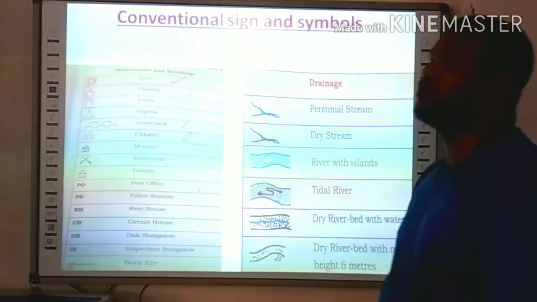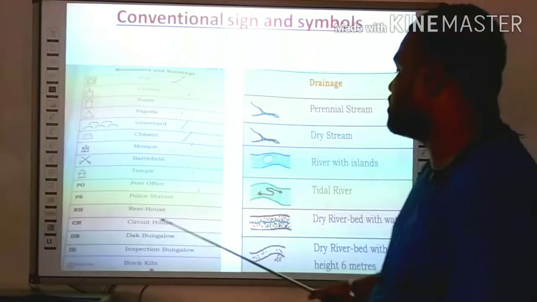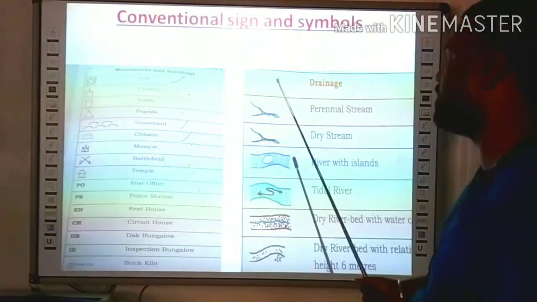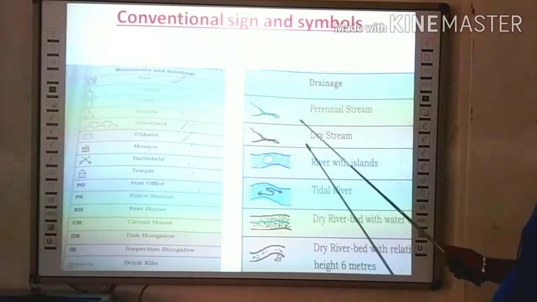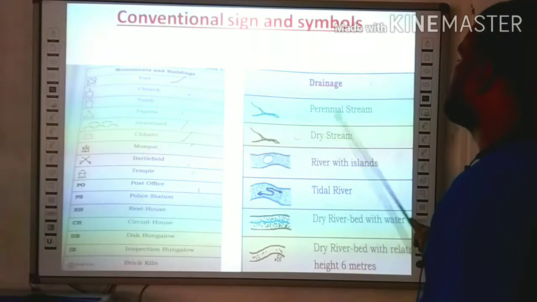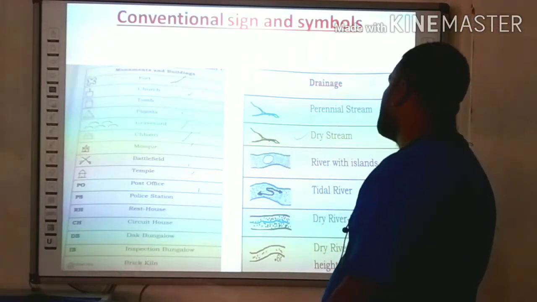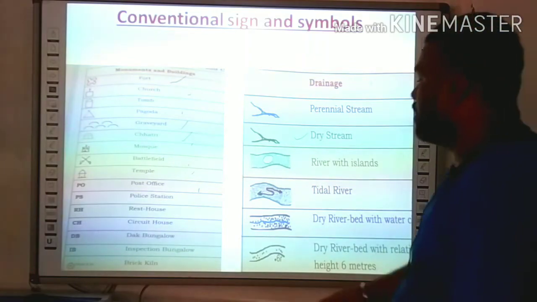So what is a dak bungalow? It is also a rest house, a building which is used by the government officials for staying at night who are on duty. Now drainage: perennial streams, everybody knows, have water throughout the year, and dry streams are those which don't have water.